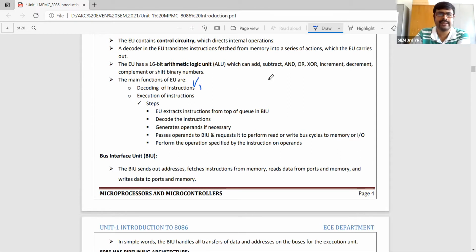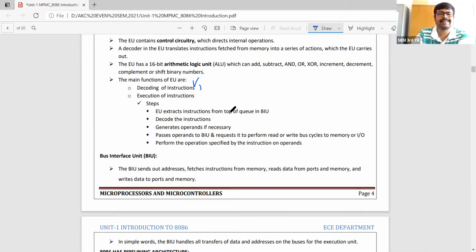One is decoding the instructions. The instruction that we want to perform should be decoded, and this operation is performed by the execution unit. The other is the execution of the instructions. We give different sets of instructions to the execution unit, and step by step the execution unit performs the tasks. These are the steps involved with the execution unit that we have pointed out.